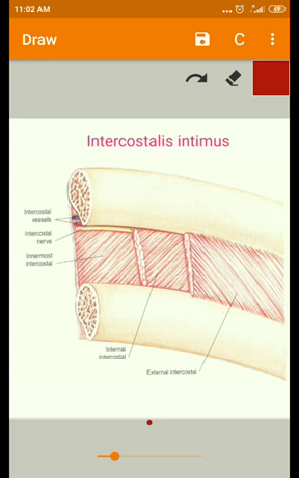Okay, now we are going to see the other two muscles, that is the subcostal muscle and the sternocostalis muscle, in the next video. Thank you.